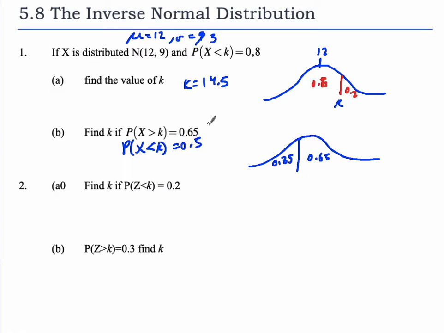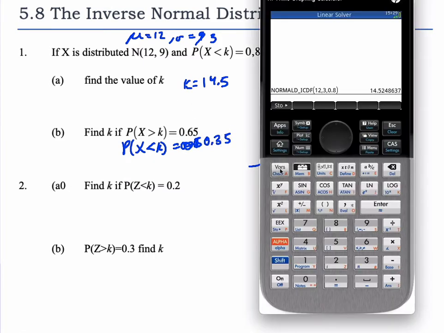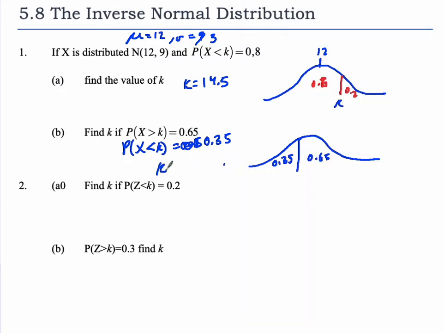So that's 0.35. We type that into our calculator. Let's copy and paste that one, and just type in 0.35. And that gives us 10.8. So k is about 10.8, which makes sense because it's a little bit less than 12.